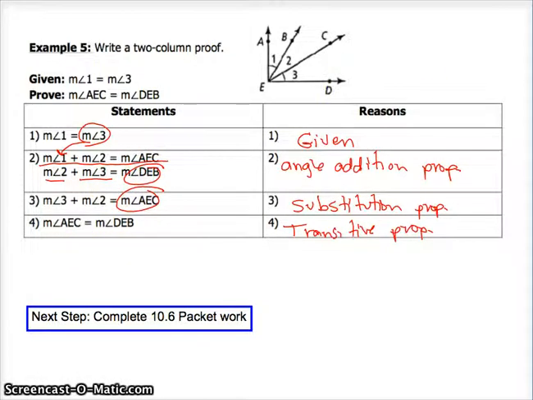All right, there you have it, folks. There's a little bit about proofs. Go ahead and complete that packet work and check your answers and come to class ready to ask questions.